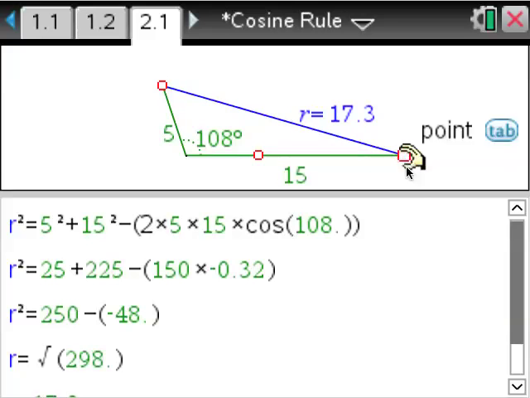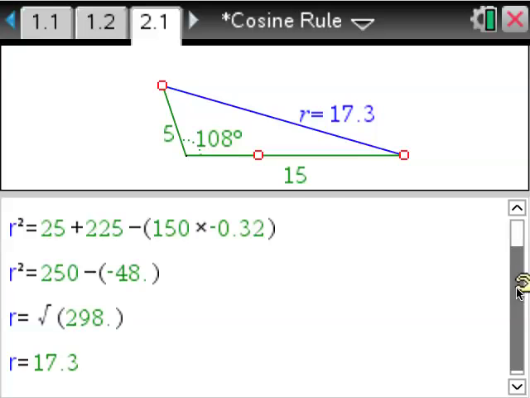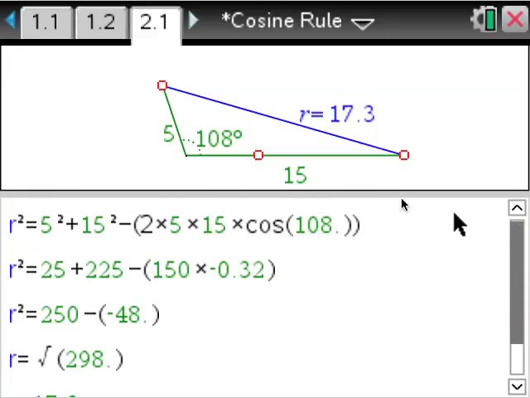So this is nothing more than just giving students the template of how they can then subsequently work out the length of r in a triangle where they know the two sides and the angle between. That's it. That's all it does.